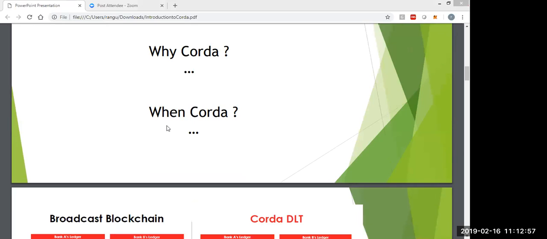Gayatri asks one question: how is Corda different from other blockchain platforms? When you compare it with Ethereum or Fabric, this is the way. If you send me a transaction, all the nodes in the chain would come to know about my transaction. But in Corda, only the intended recipient will know about the transaction. That's the crux of Corda.